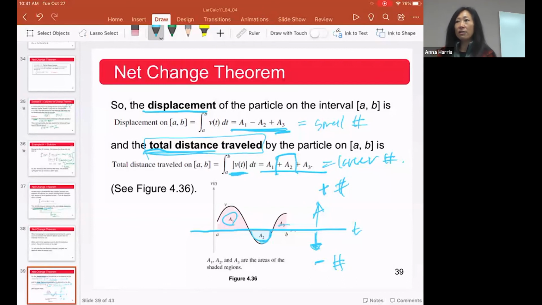Does everybody understand the difference between displacement and total distance? So total distance is how much you travel. Every part that you travel, you're going to count. And displacement means where you start, where you end, that matters.